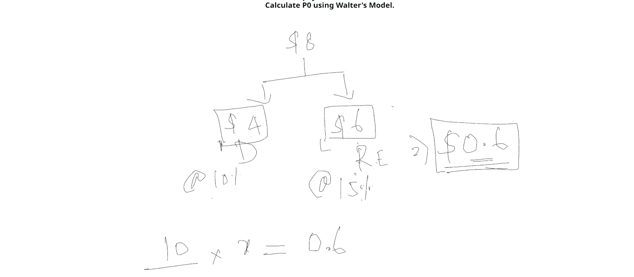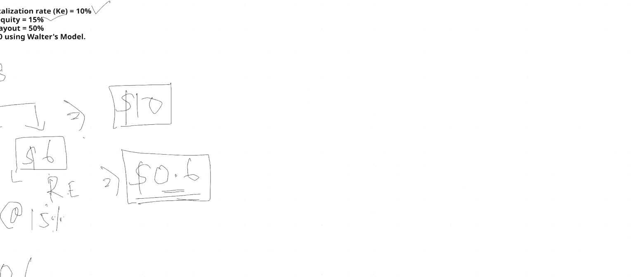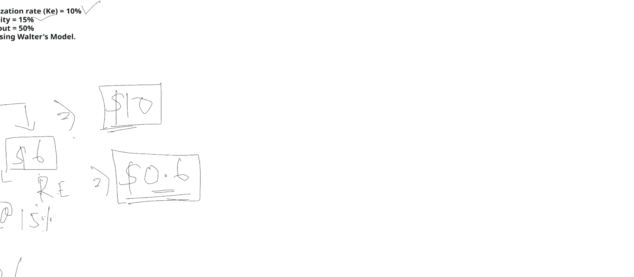This 4 is only 4, but this 4, which was in the hands of the company, has a real value of $6. So the combined earnings is 4 plus 6, and we get $10. So this is the combined earnings of the company, right? Now the combined earnings of the company is $10. Now the equity capitalization rate is 10%, right? So this $10 is the earnings per share, which is the income of the shareholders.